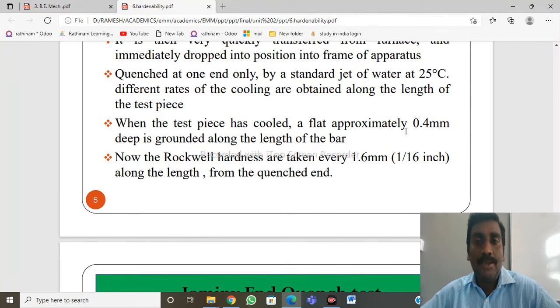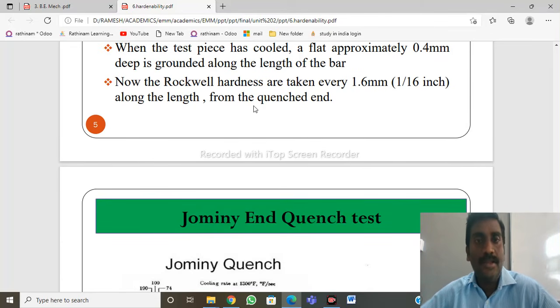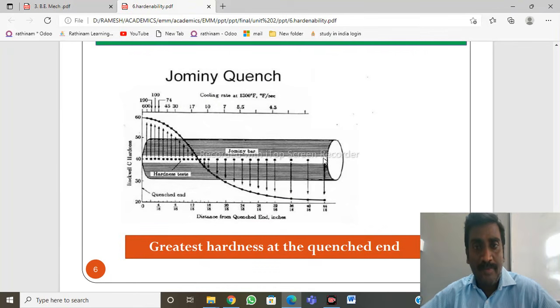A flat approximately 0.4 mm deep is ground along the length of the bar. Now, after completion of this cooling process, that means after completion of this quenching process, we make the Rockwell hardness test at every 1.6 mm, that means 1/16 inch, along the length from the quench end. So from the starting of this quenched end, we are taking the Rockwell hardness numbers. We may identify that at the quenched end the hardness number is too high, whereas the other end does not have that much hardness value.